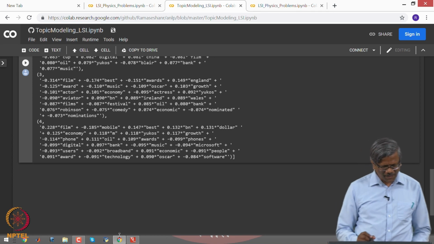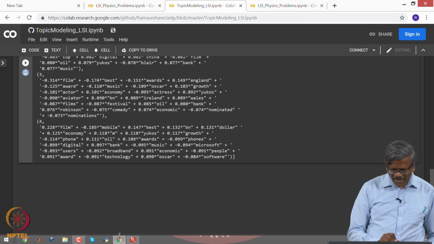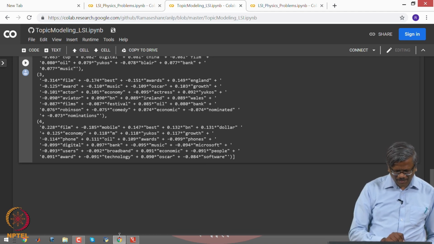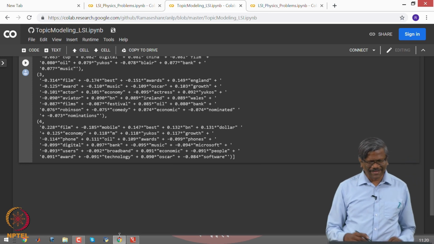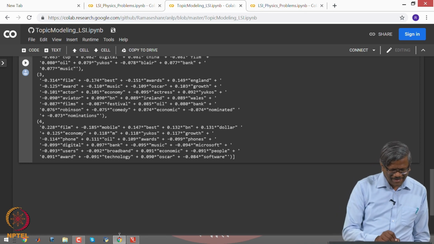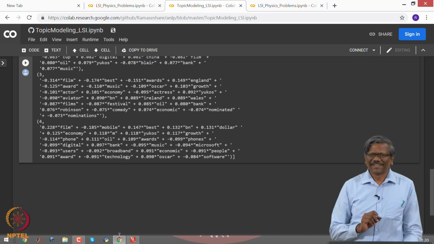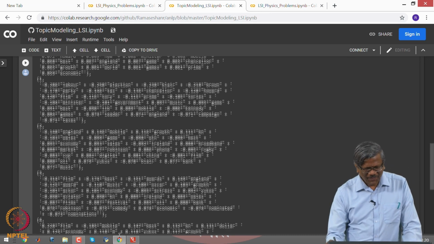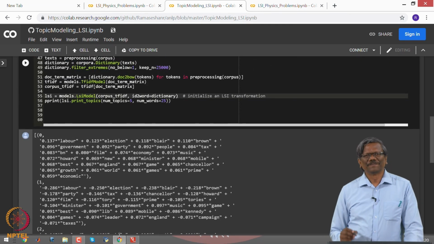Let's look at the last one. We have mobile, billion, dollar, economy, phone, digital, bank, Microsoft, users, broadband, economic, people, award, technology, Oscar, and software. Again, there's a mix of both entertainment and technology in this. So how do we fine tune this?